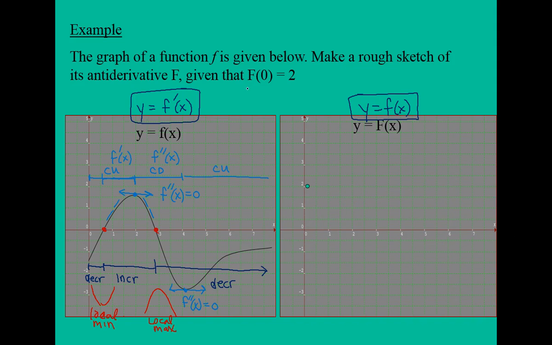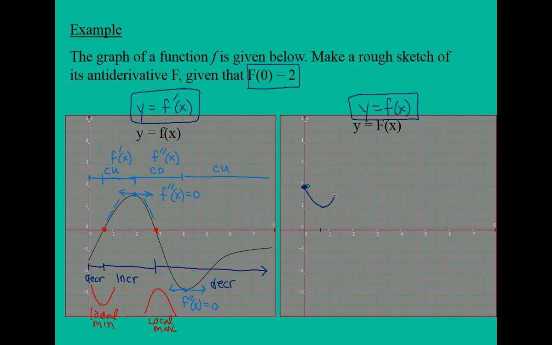Now we do have an initial condition. It says f of 0 equals 2. So we can plot a point at 0, 2. Now we are decreasing from 0 to about 0.6, and we're concave upward. So here's about 0.6. We're decreasing concave upward, and we can see we have a local minimum at 0.6. So right about there we have a local minimum, and we're concave upward.